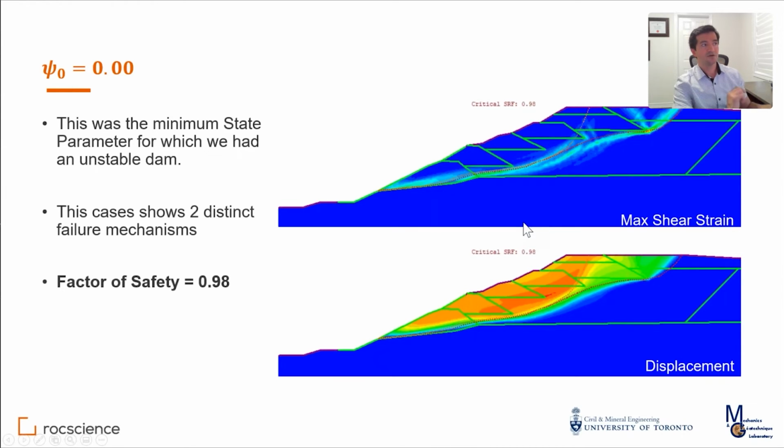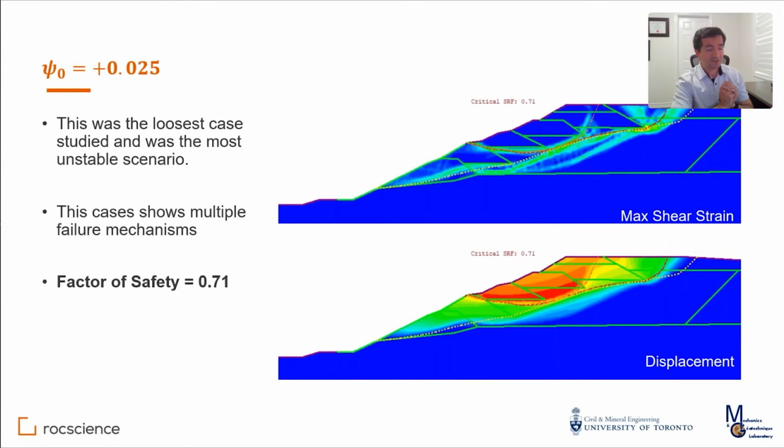Now, if the initial state parameter was 0, this was the case that actually failed, and we didn't get convergence with the Norsand material. The factor of safety predicted for this one is 0.98, less than 1. So the simulation is unstable. And again, you can see two distinct failure modes for this dam. One is going through a longer path, the other one is shorter. One of them is mostly going through the tailing. The other one is going through the tailing for about 50% of the path, and the rest of it is going through the embankments.